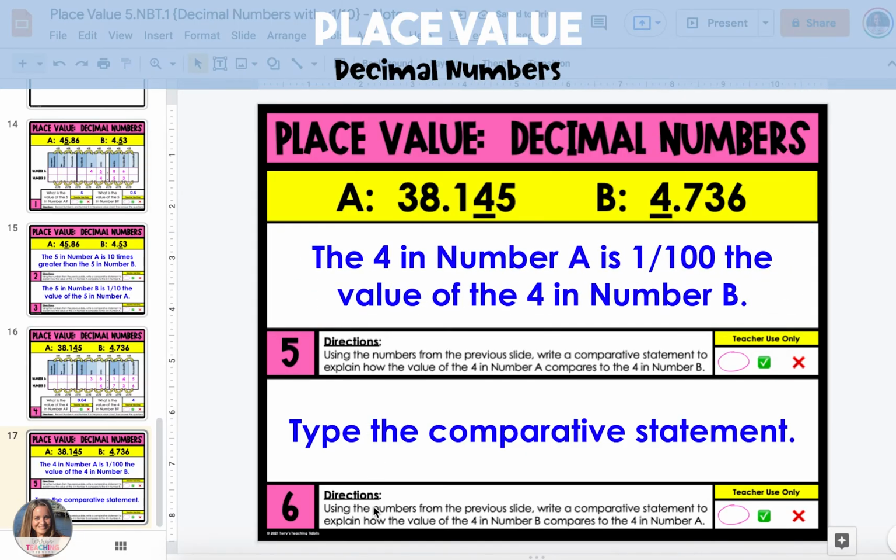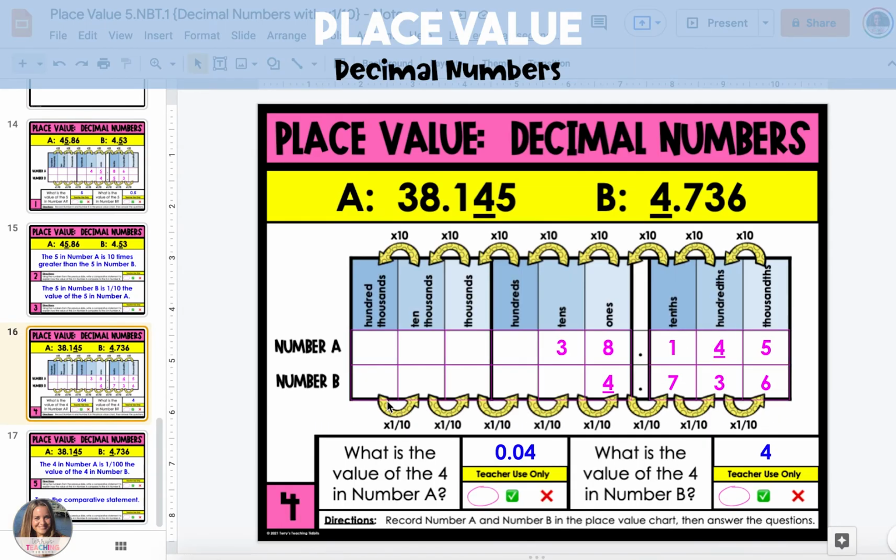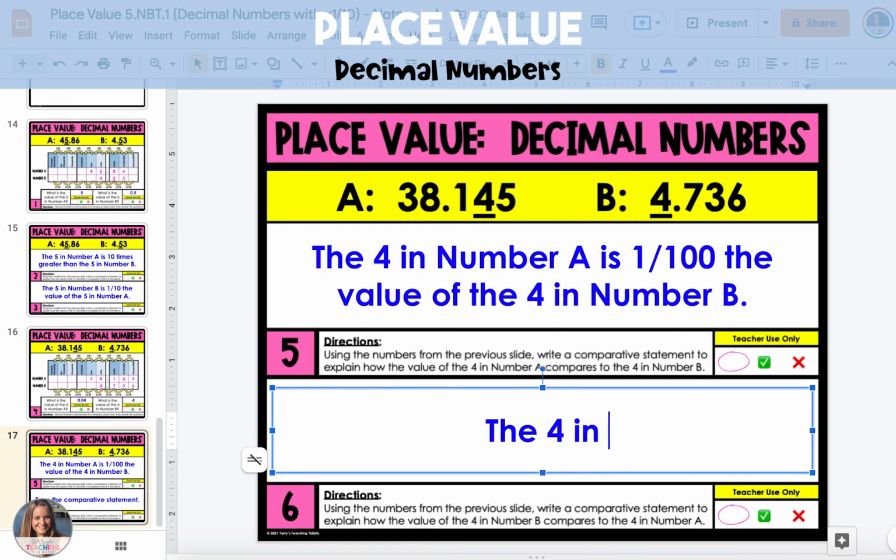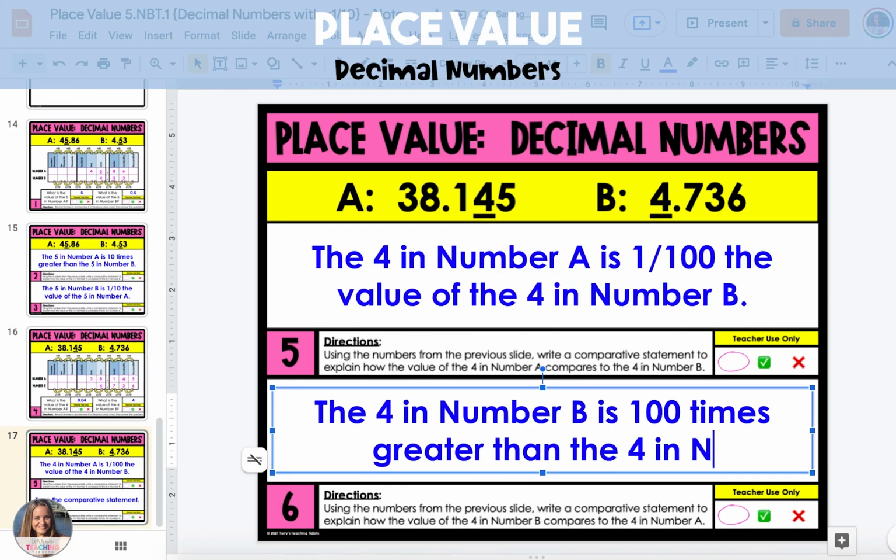Now we're going to write a comparative statement to explain how the value of the 4 in number B compares to the 4 in number A. Again, we can go back to the place value chart on the previous slide and see that the 4 in number B is two place values to the left of the 4 in number A. This means that it's greater than the 4 in number A, and because it's two places to the left, it's 2 powers of 10 or 100 times greater. So the 4 in number B is 100 times greater than the 4 in number A.